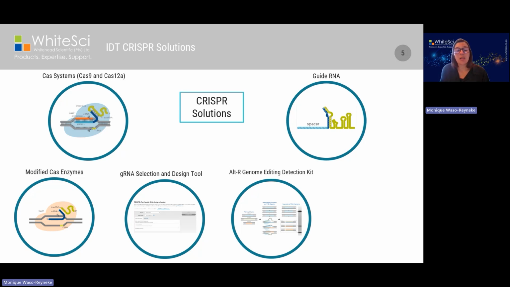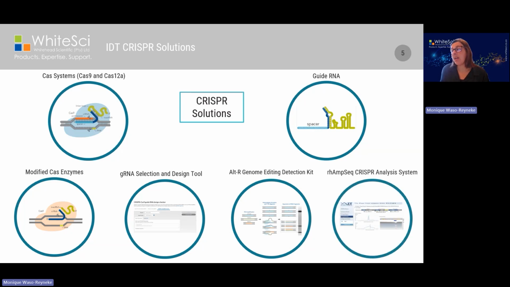Now, this is not necessarily the most sensitive technique. It just gives you a look and see to see if your editing has been successful. So if you want more information, we do also have a next generation sequencing offering, which is our RAMP-seq CRISPR analysis system. We also have analysis software that goes with this kit. So it's a next generation sequencing workflow with an analysis tool that is available online.